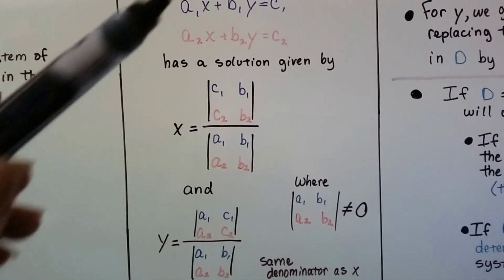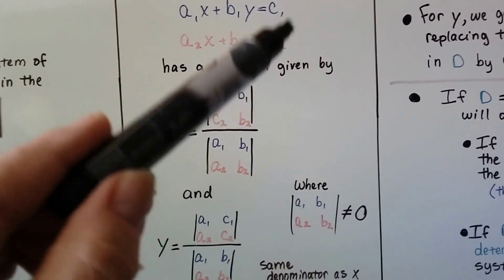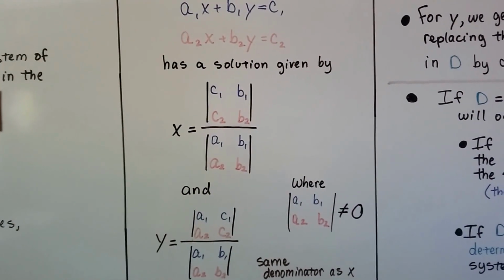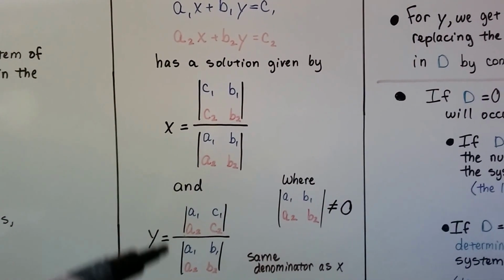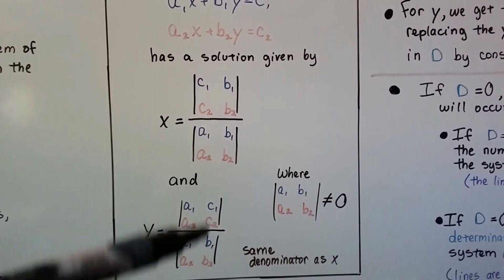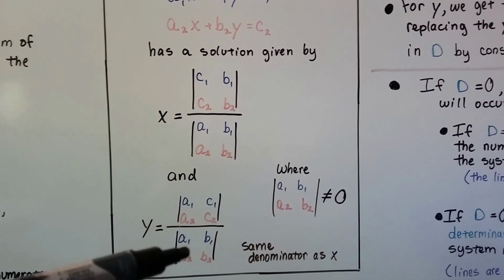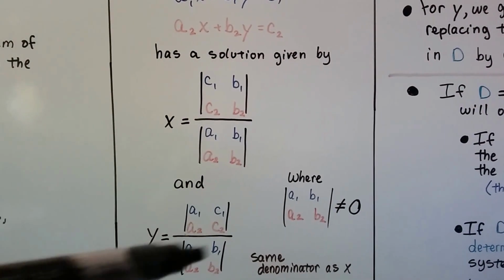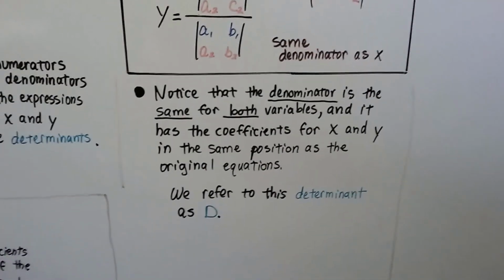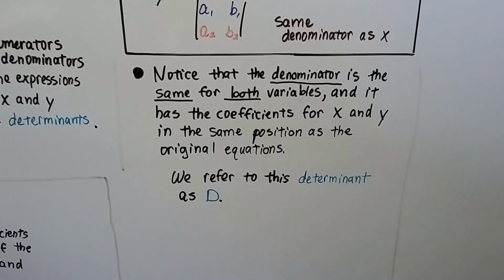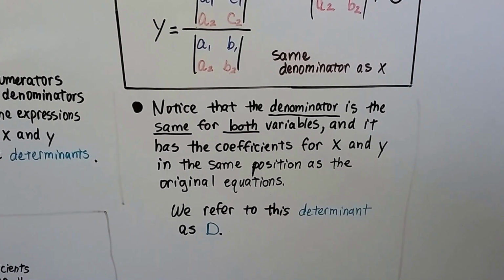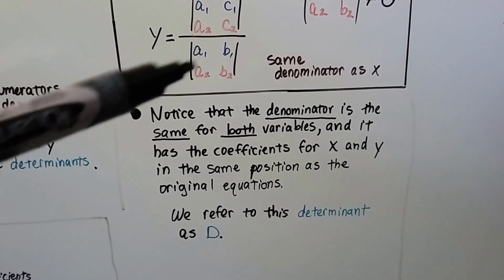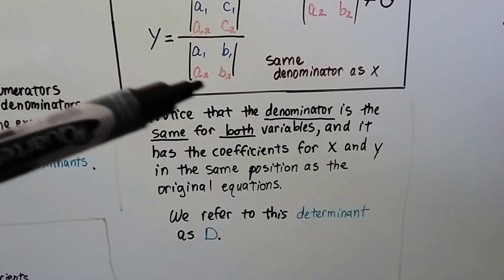For the y, we come over here and cross-multiply, and over here to the a2, cross-multiply, then subtract the products from each other and get an amount for the numerator. The denominator is the same as this one, as long as it isn't 0. Notice that they share the same denominator, and it has the coefficients for x and y in the same positions as the original equations: the first a, the second b, the second a, the second b.